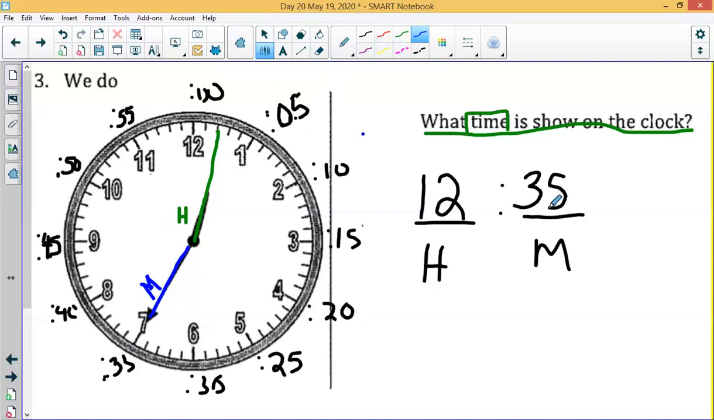12:35. And one way I could do this really quick, I know that 6 is always going to be 30. And 5 more would be 35. So my hour is 12:35 on this particular clock. Okay.